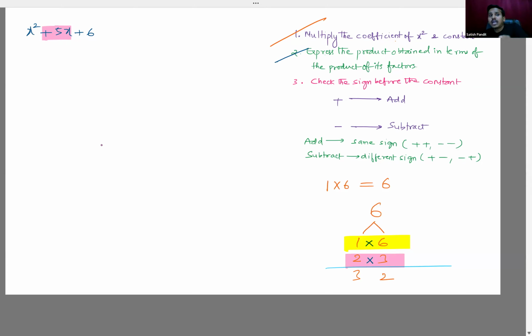And how will you get plus 5? See, if you add 1 and 6, you'll get 7, right? So this pair you cannot select. You cannot select this pair because if you add this pair 1 and 6, you'll get 7. This is not possible. So this is only possible.